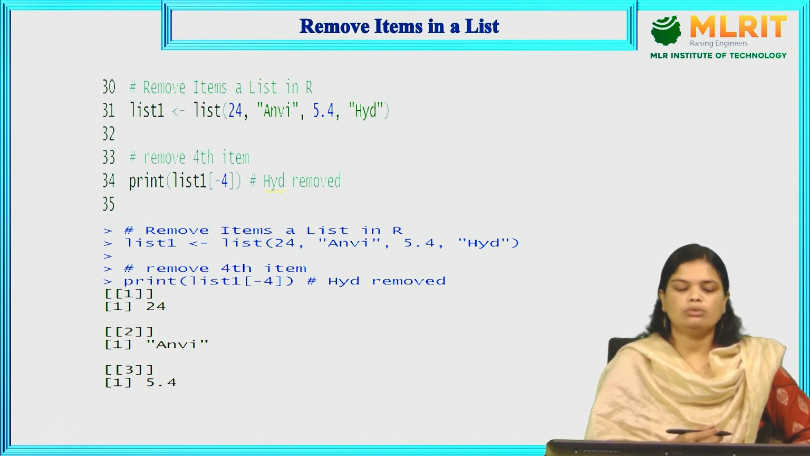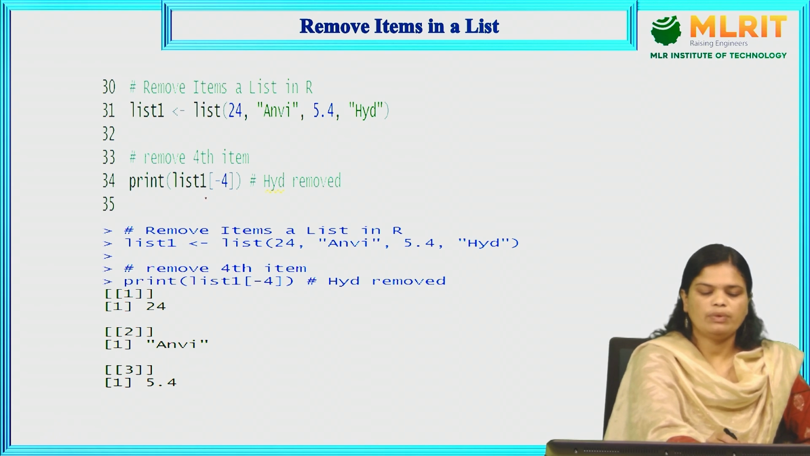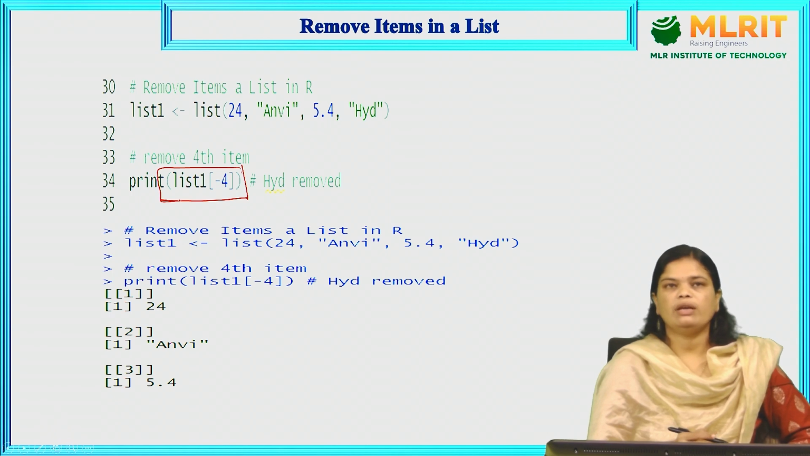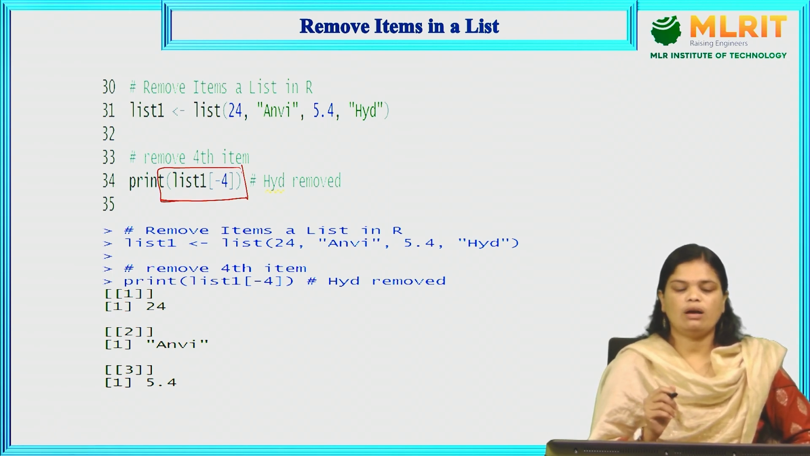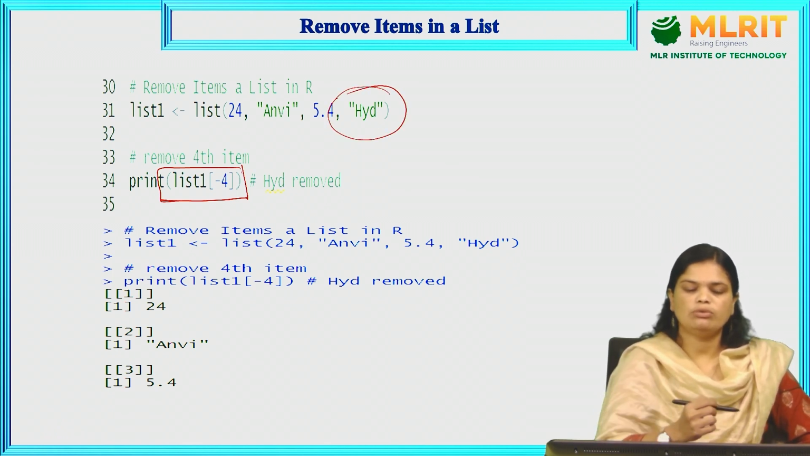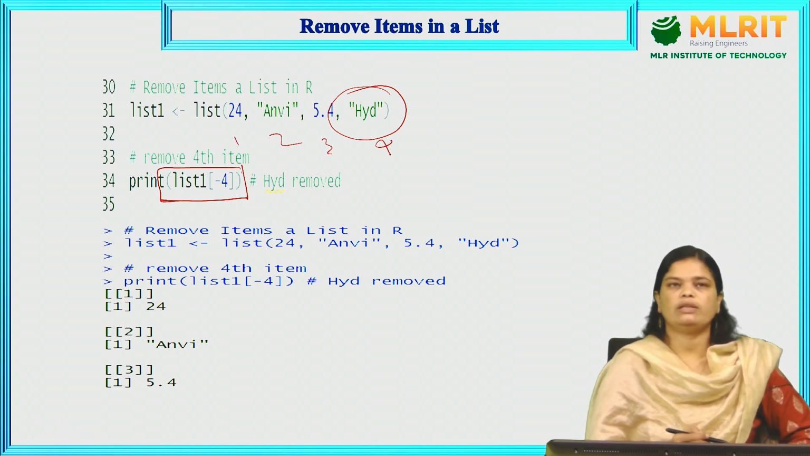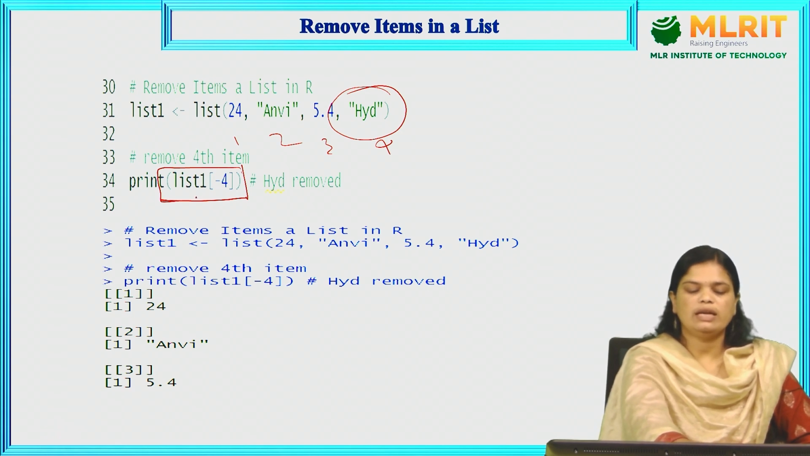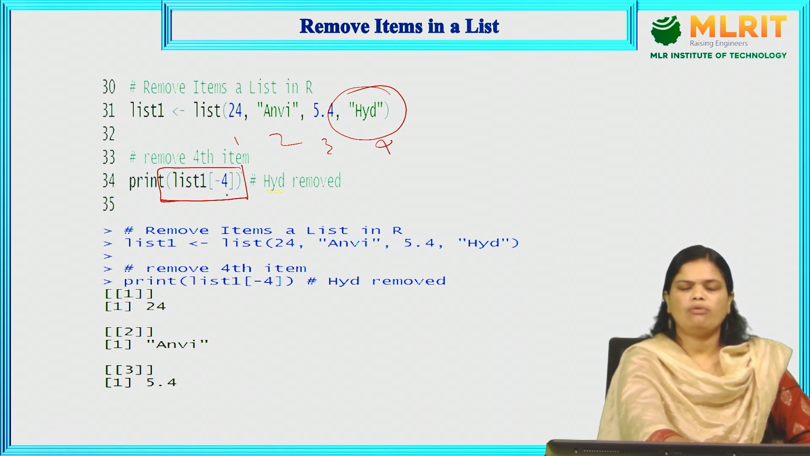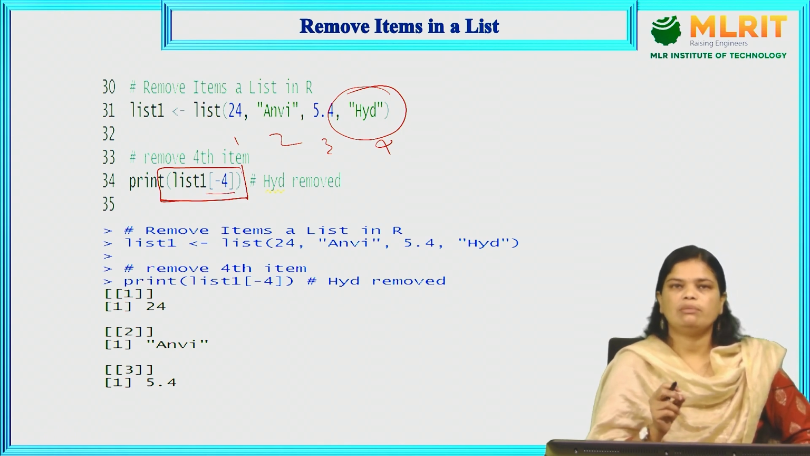And we can remove the data from the list. So I am giving the index value -4 here. When you use minus, the data at that index value will be removed. What I want to remove is Hyderabad. So what is the index value of Hyderabad? 1, 2, 3 and 4. 4 is the index value of Hyderabad. Now I am writing list1 of -4. When you apply minus before the index value, that will be removed from the list.